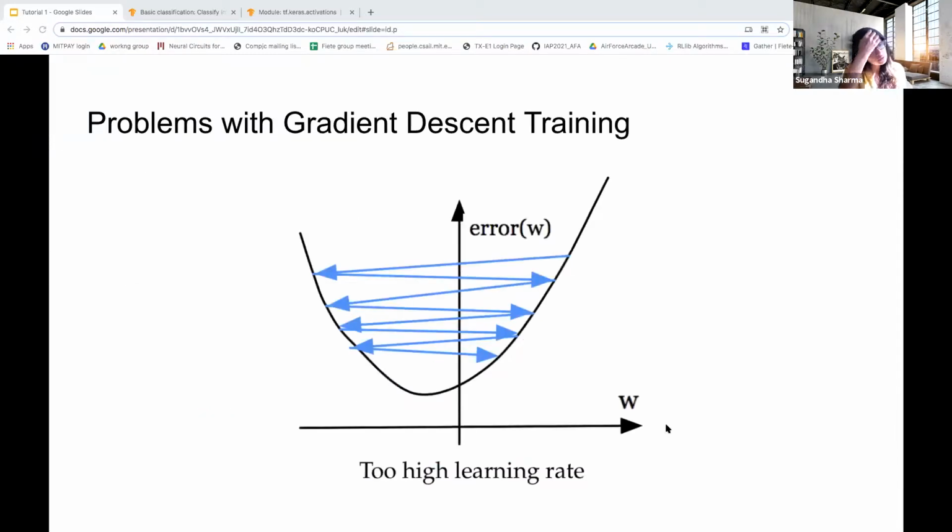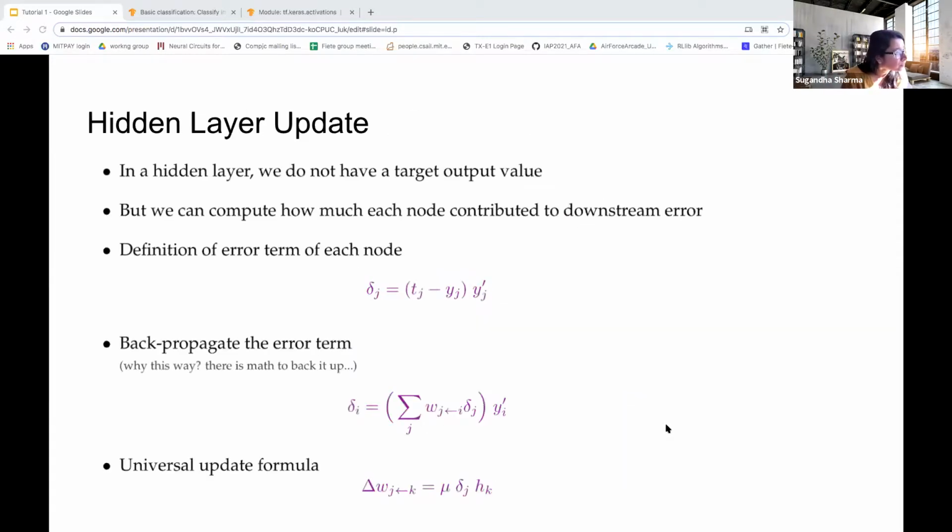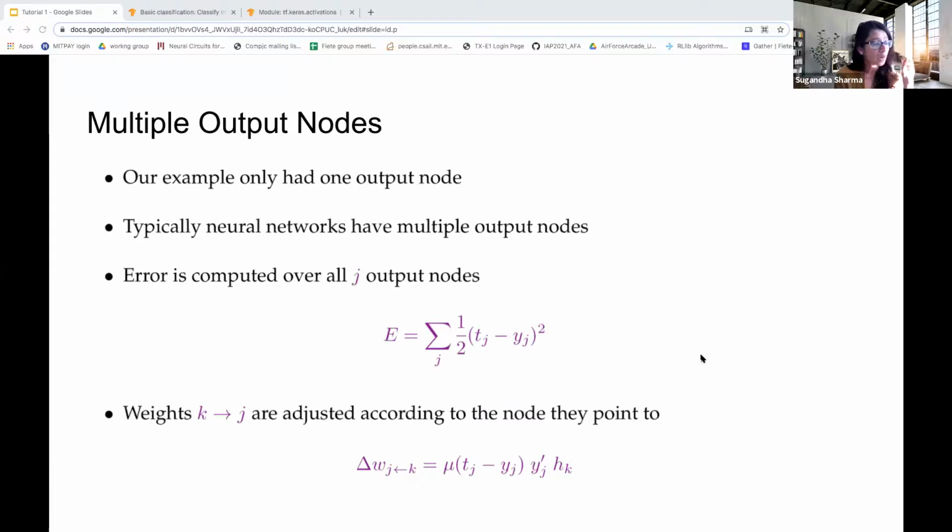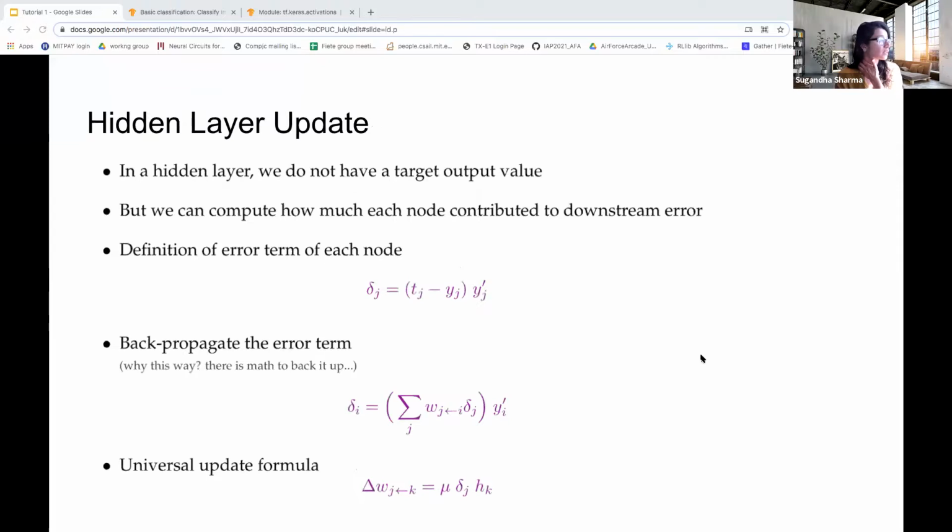Do people have questions so far? Oh, I skipped the hidden layer. So till now we looked at updating the weights of the last layer, but the next question is how do we update the hidden layer weights? I won't go into the theoretical details of it, but I want to point out that we usually compute this term delta, which is basically the gradient. It's another way of writing the gradient.